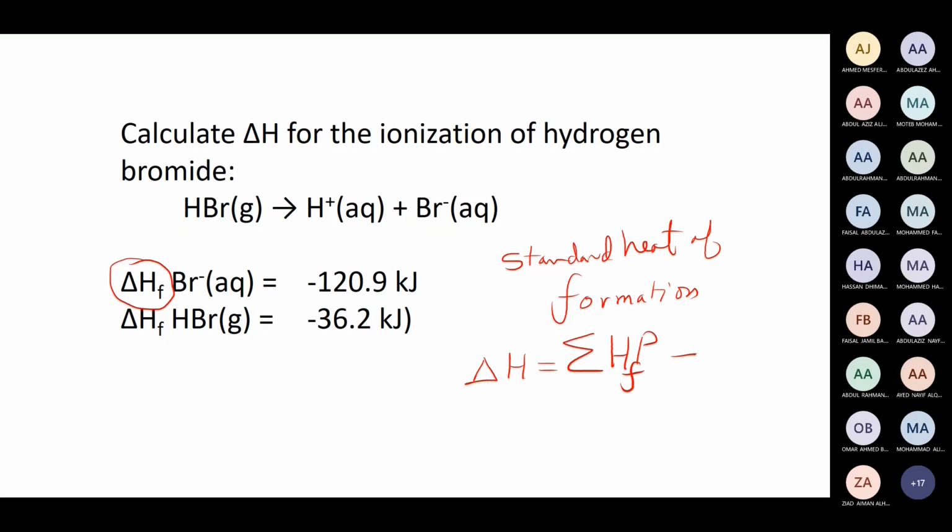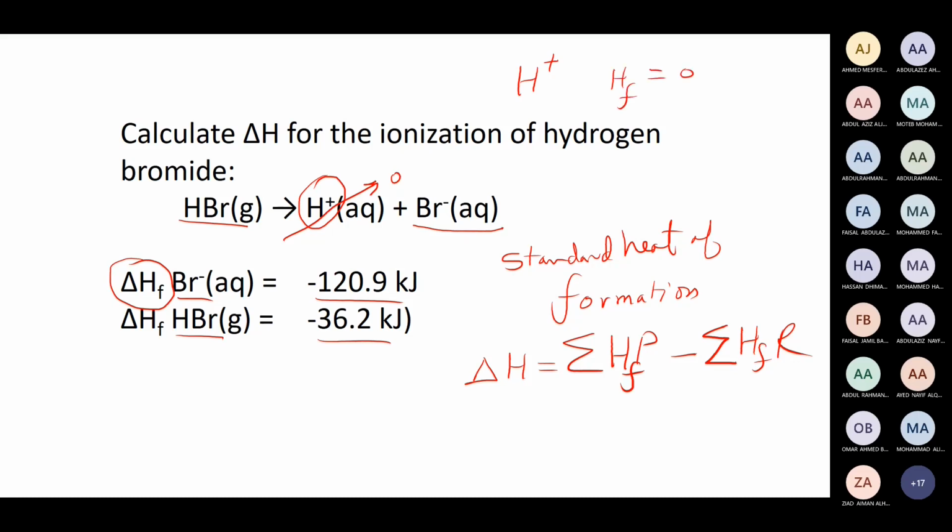Yes? Formation for the reactant. Exactly. Now, what's the heat of formation of Br minus? It's given to you here. What's the heat of formation of HBr? It's given to you here. What's the heat of formation of H plus? 0. This is the only ion that has a heat of formation equal to 0. Only H plus. All the other ions have values, but H plus is 0.